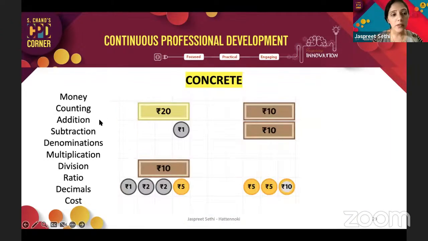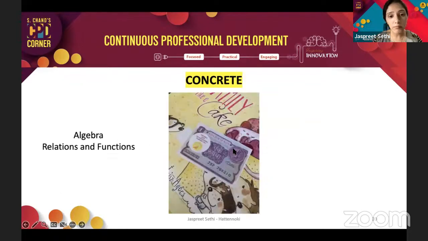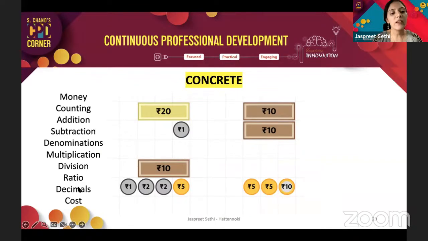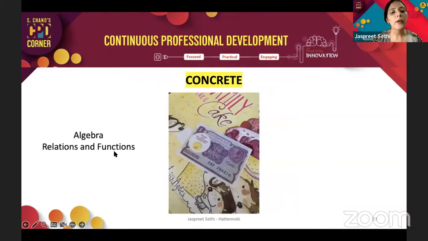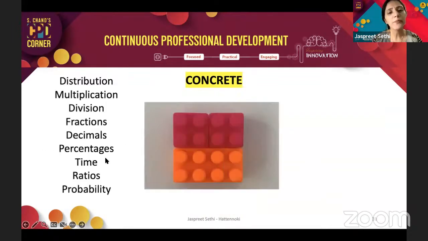Money, of course, there is fake money available, and this is called Kingdom of Kids. I think it's a company, and I am not endorsing them. I just happen to have their kit where I use a lot of concrete money. So I don't just use this for teaching money, denominations, decimals or cost. I also use it for algebra and relations and functions. I'll talk more about that as I progress. I think I address this sometime today or tomorrow.